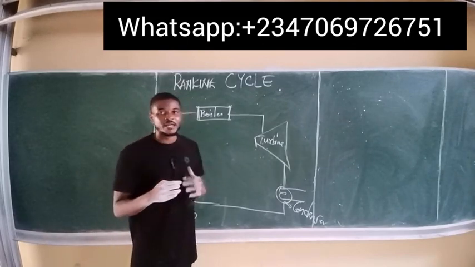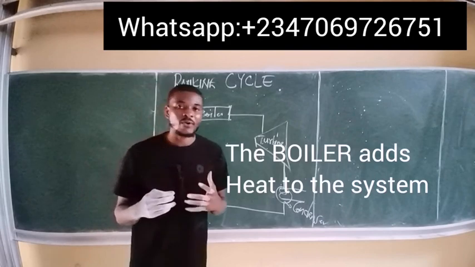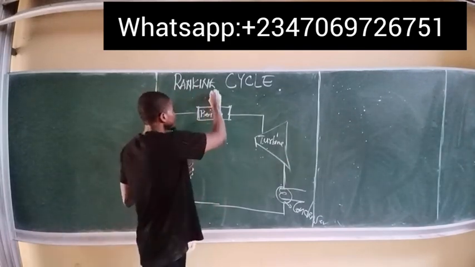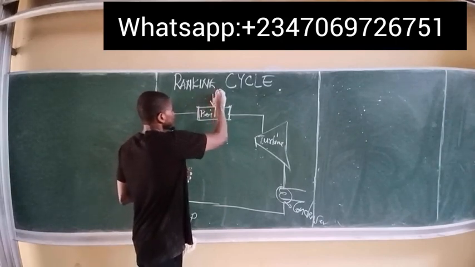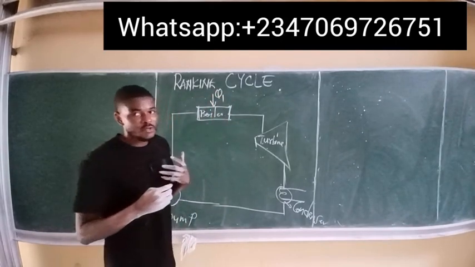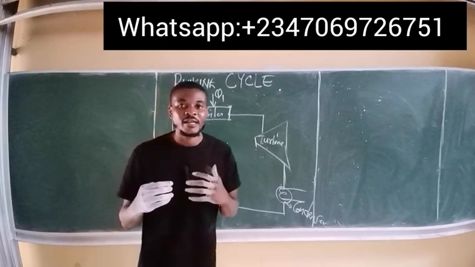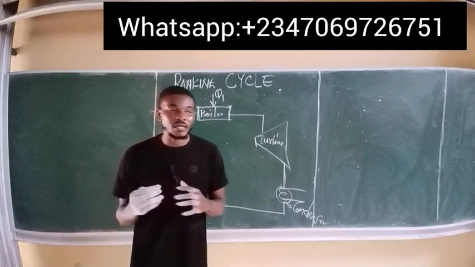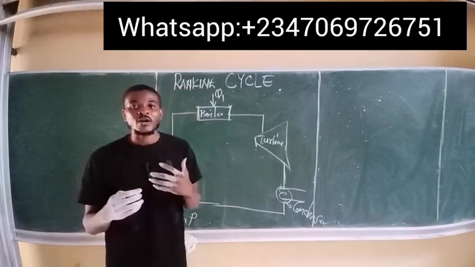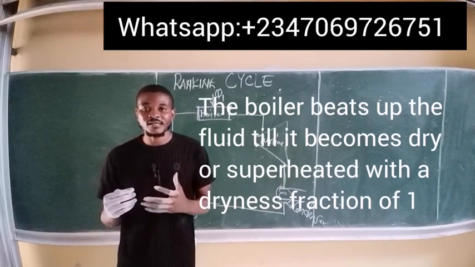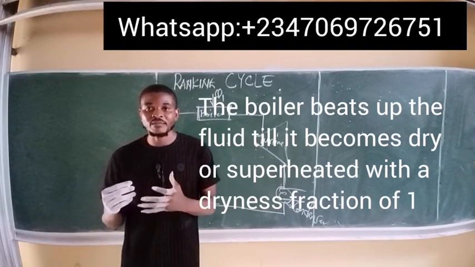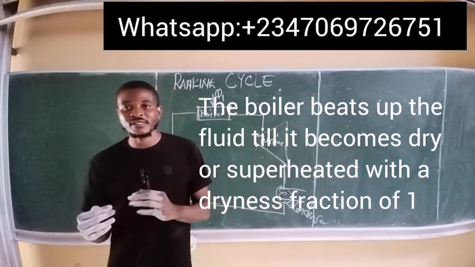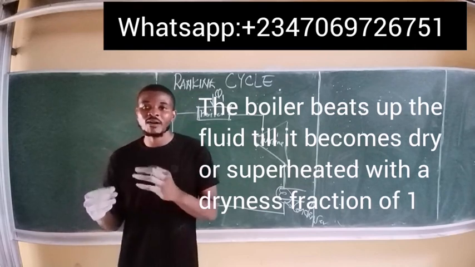Now, just like the name implies, the function of the boiler is actually to add heat to the system. So we simply have heat addition into the system, call that Q1. The system could be a working fluid inside the boiler. The boiler adds heat to this system till it becomes a vapor or simply a steam, with a high dryness fraction of about 1.